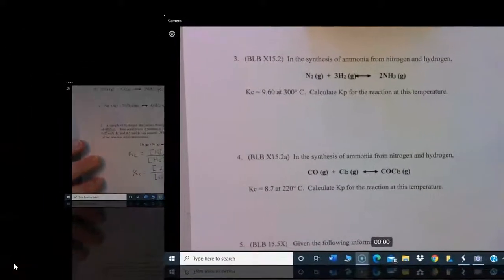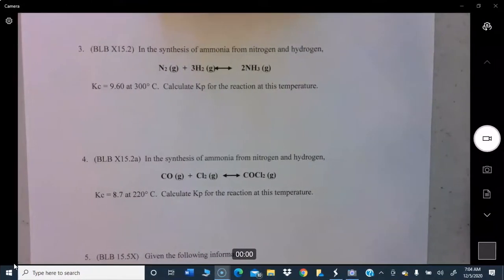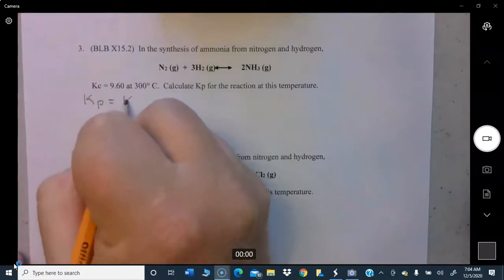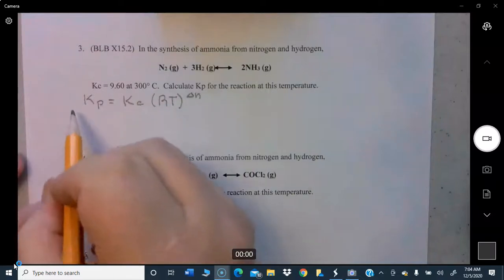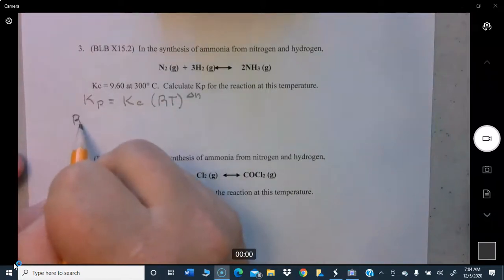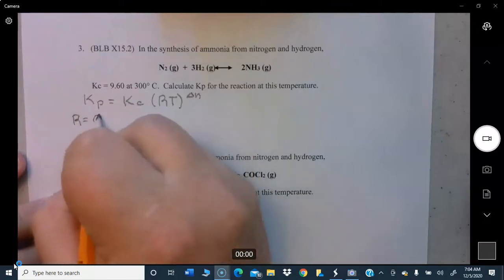All right, number 3. In the synthesis of ammonia from nitrogen and hydrogen, and there's the equation, Kc is 9.6 at 300 degrees centigrade. Calculate Kp at this temperature. So calculating Kp from Kc is just a simple formula, and this is it. Okay, so let's define this. So R is the gas constant, the same one we used in PV equals nRT.